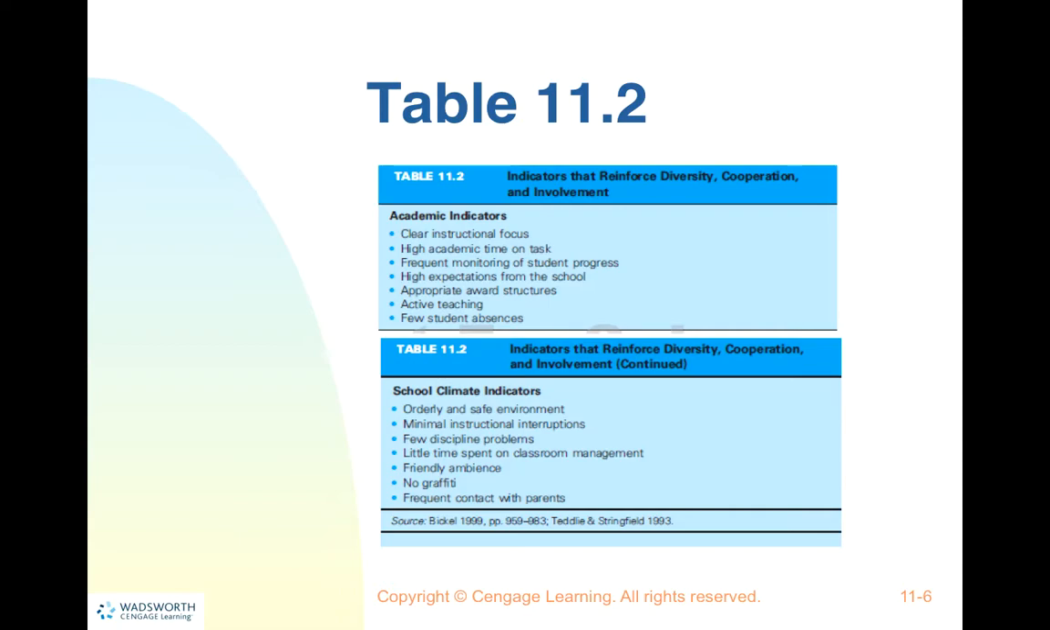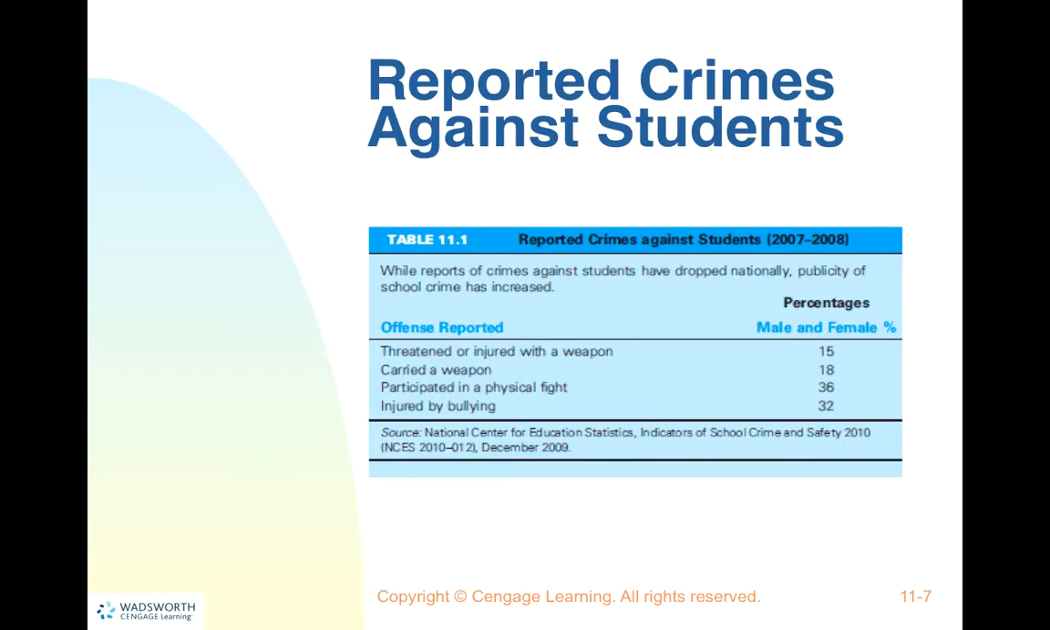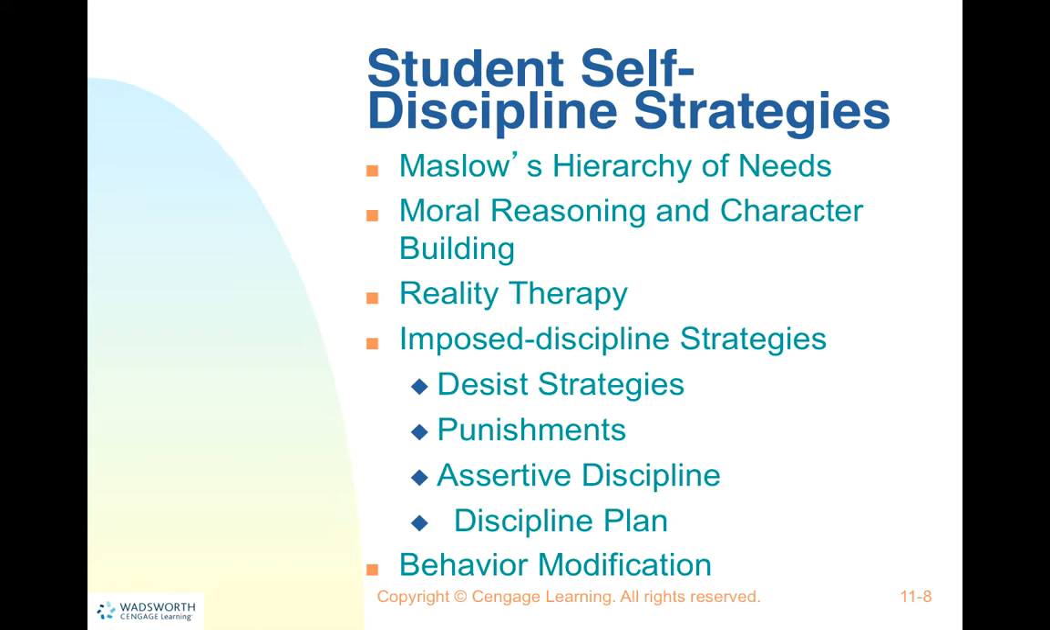In this table, it looks at some of the indicators that reinforce diversity, involvement, and how you can keep that high level of engagement and participation in your classroom environment. Here's some reported crimes against students, and this is important to note so that you understand if your students feel threatened in their environment, then it's obviously very hard to learn. So having an understanding of what they're dealing with.